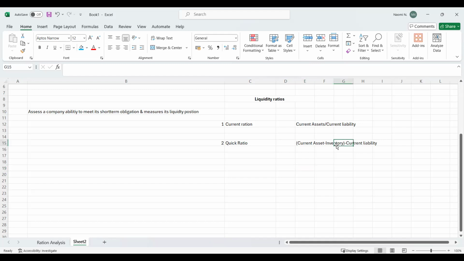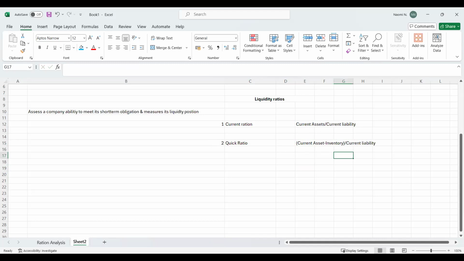So it is current asset, we minus the inventory, then we divide by the current liability.